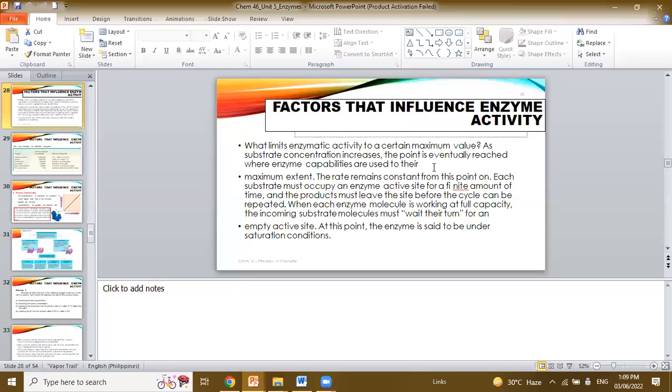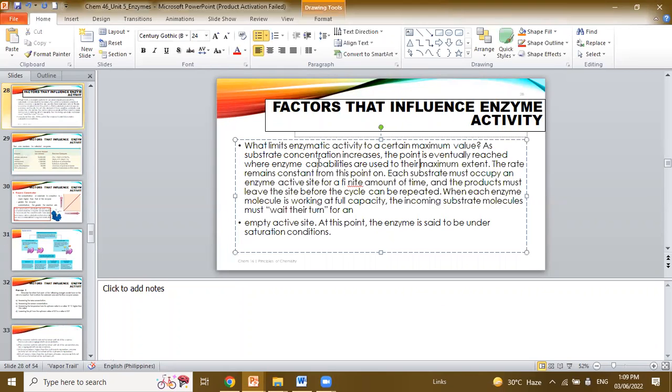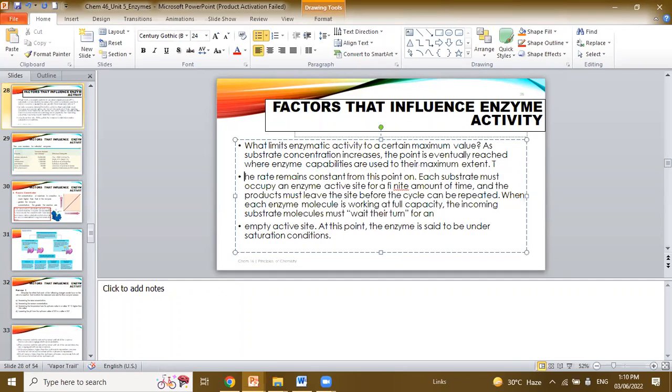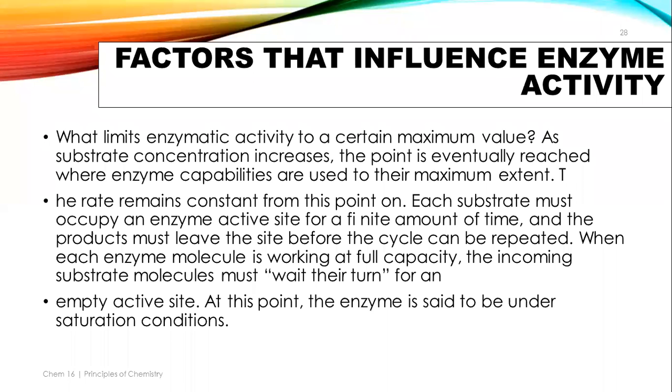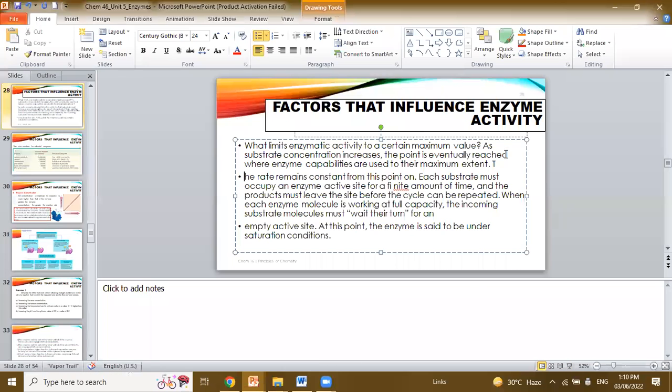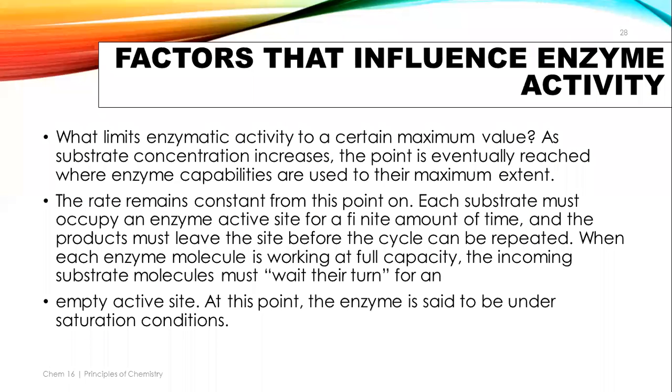Okay, so each substrate must occupy, and it undergoes saturation. The rate remains the same because each substrate must occupy an enzyme active site for a finite amount of time. Once your enzyme is used up, even if you have a lot of substrate, there is a 1:1 interaction between your enzyme and your substrate.